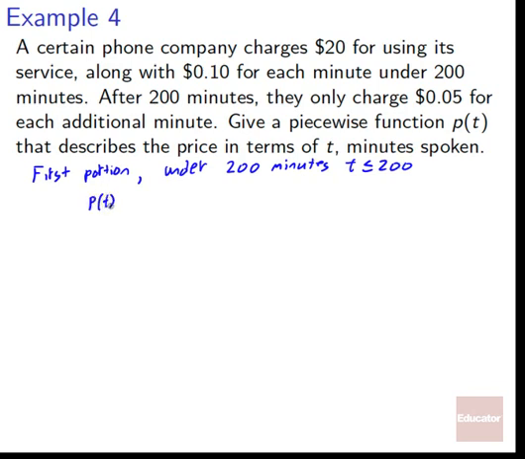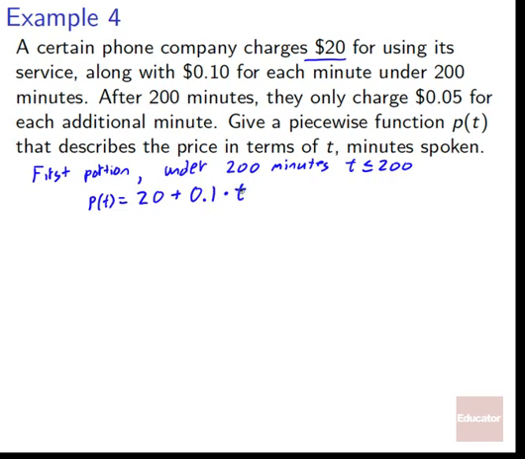P of t equals, well, $20 flat rate, right? They charge us $20, and then they charge us 10 cents per each additional minute. So $20 plus that additional 10 cents, how many minutes did we have? We had t, so 0.1 times t, right? And that's what it is.